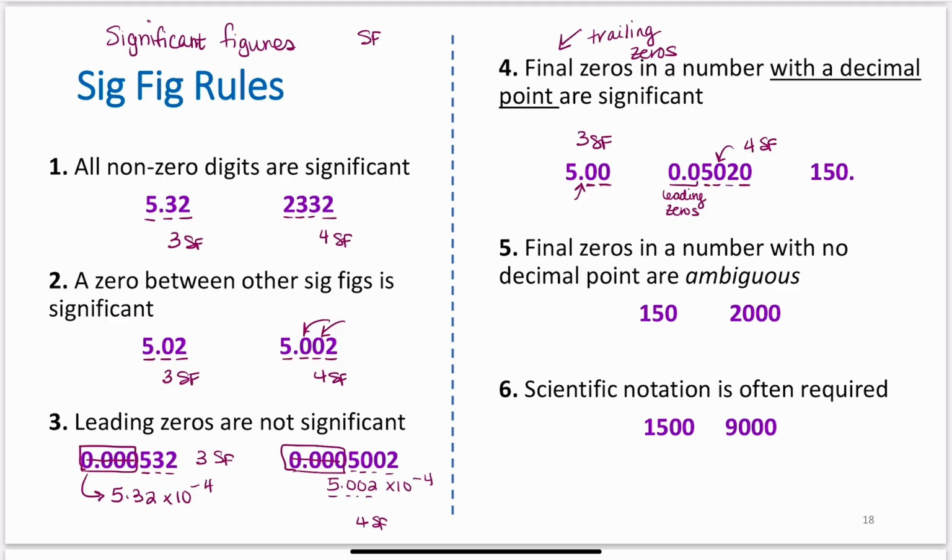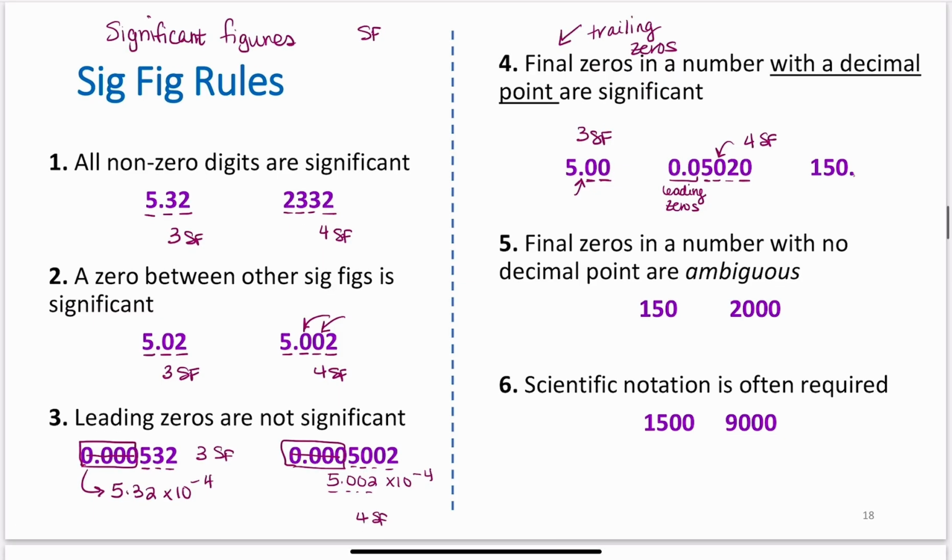And 150 with a decimal place on the end. Think about this decimal place kind of like a bookend. It's holding that 0 in place. If I wrote 150, I only have 2 sig figs. This 0 here can drop off. Nothing's holding it in place. When I write 150 with the decimal place though, this decimal place is holding that 0 into place. It is a final 0 in a number with a decimal point. So here I have 3 sig figs.